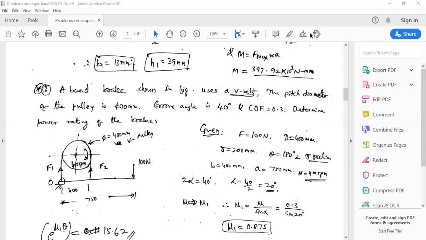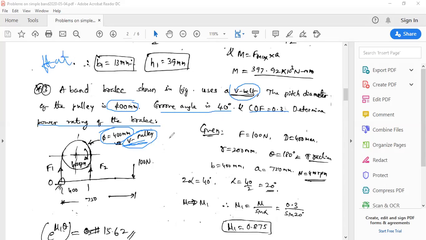So here, with respect to the given case, say V belt is given, having a pitch diameter of 400 mm. So the diameter of the drum is 400 mm, and the pulley which is used here is a V pulley. In the previous case, the pulley used was a flat pulley, a flat surface, so no V groove was provided on the flat surface. The groove angle is 40 degrees here, and the coefficient of friction is 0.3. Determine the power rating of the brake.